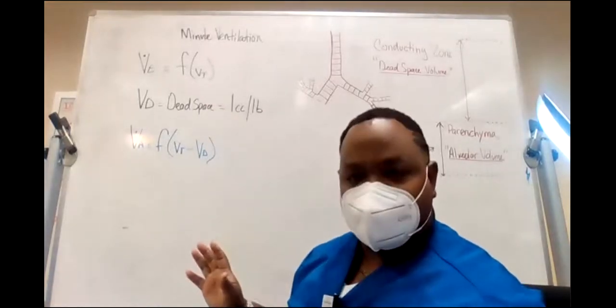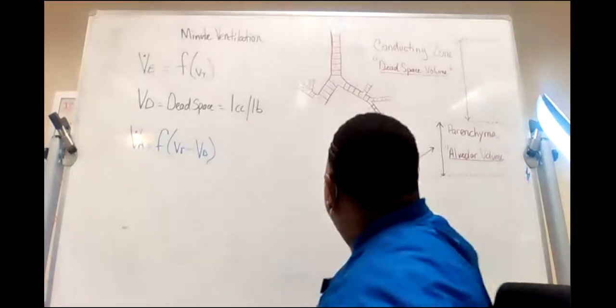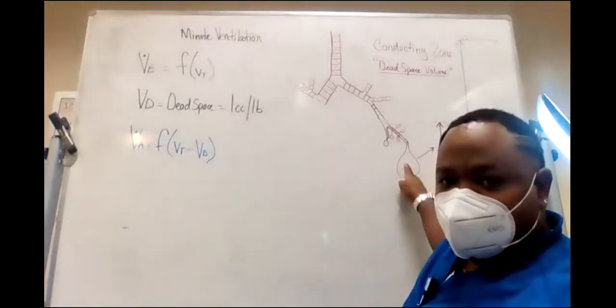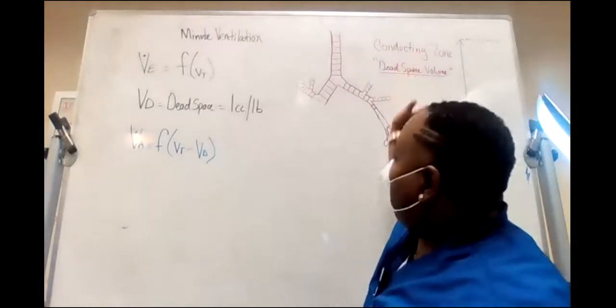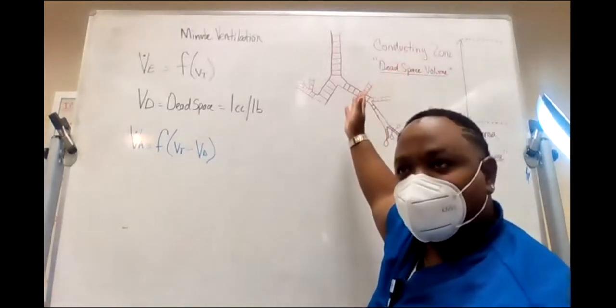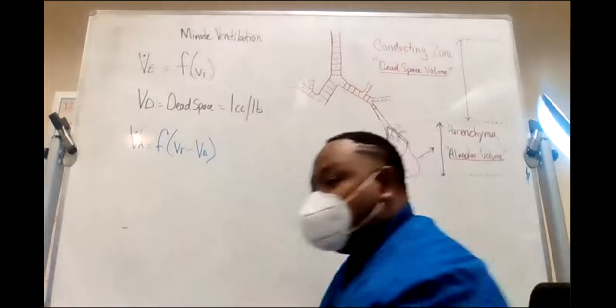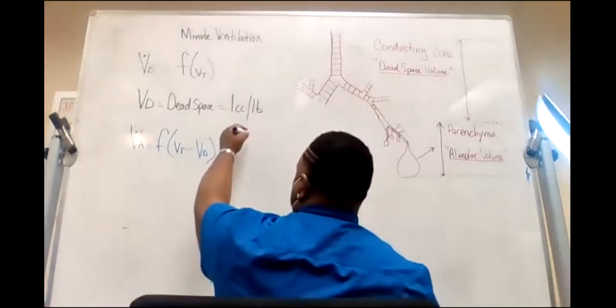I don't want to know the whole minute ventilation. I just want to know what's happening in the alveoli, right? So I have to subtract all of that dead space out of there, okay? All right, so this is how you figure it out. I'm gonna give you a problem.